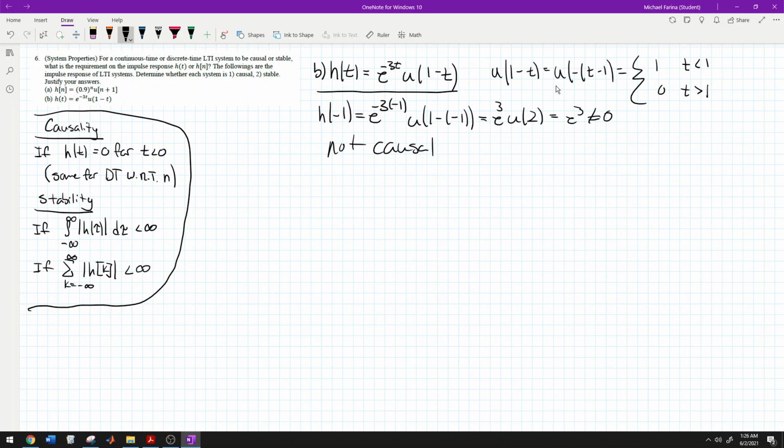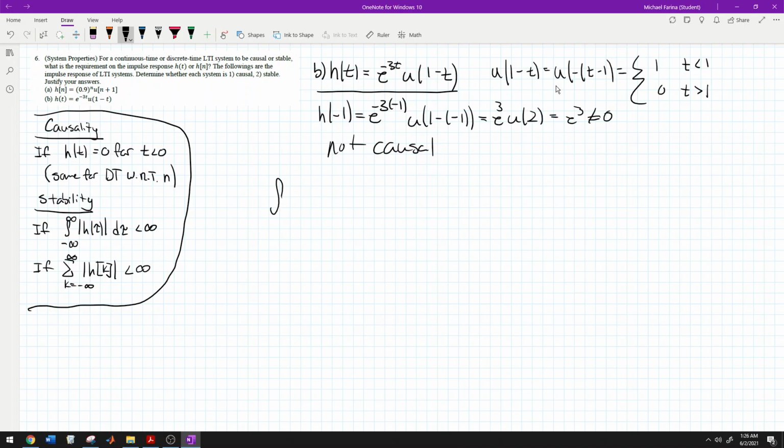Now for stability. Well, our system can't ever be negative because it's decaying. It's an exponential. It's actually going to be growing on the left side. If this unit step wasn't here, it'd be decaying on the right side, but because we're on the left side of the function, it's going to be exponential growth, which should already kind of hint at what the answer is. But let's go through the steps.